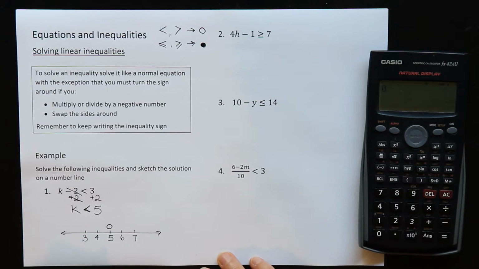Well, 4 and 3 are less than 5. So anything in this direction is going to be less than 5. And that is how we graph the solution.